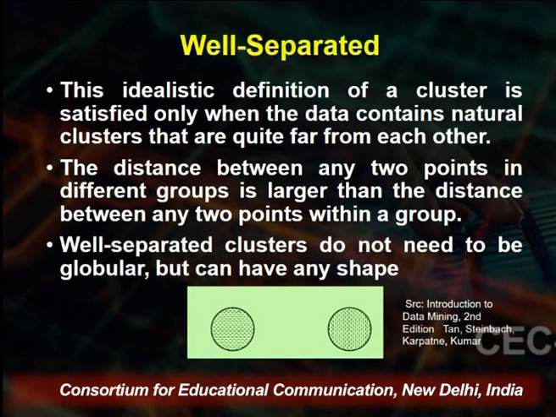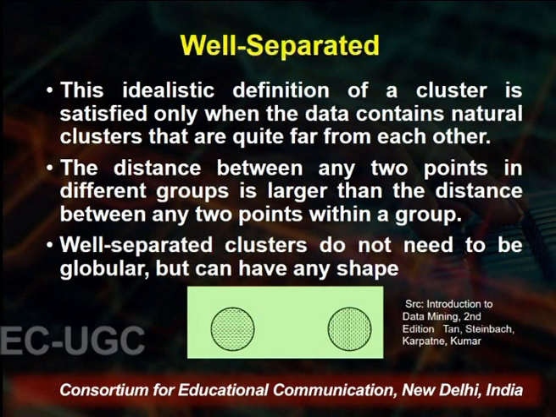Okay. And these need not be globular also, they can have any particular shape. So we can see in this diagram also that these two clusters are well separated because the distance between the two clusters is quite high compared to the distance between the objects within the same cluster.